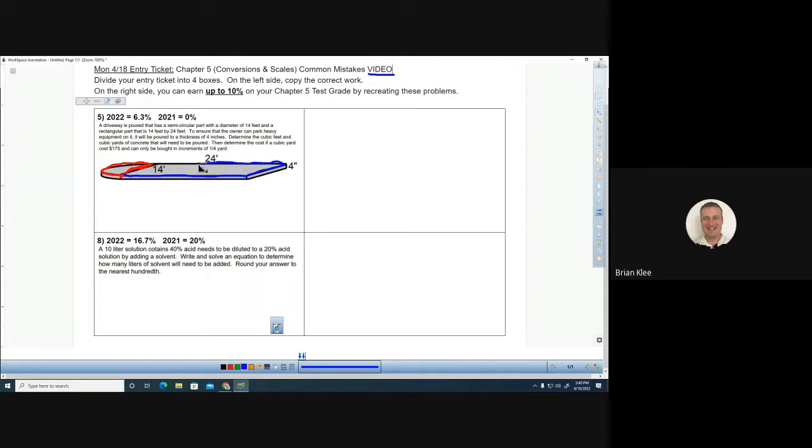So to begin this, anytime you're trying to find volume, the best way to think of volume is base times height. So what's our base? What's the area that this driveway is going to cover first? So the semicircle, well, the formula for a circle is pi r squared. And we're told the diameter of that circle is 14. So if I cut 14 in half, I get a radius of 7.